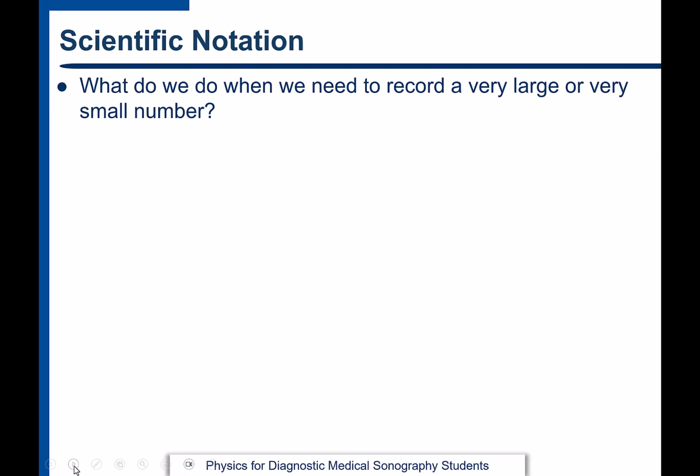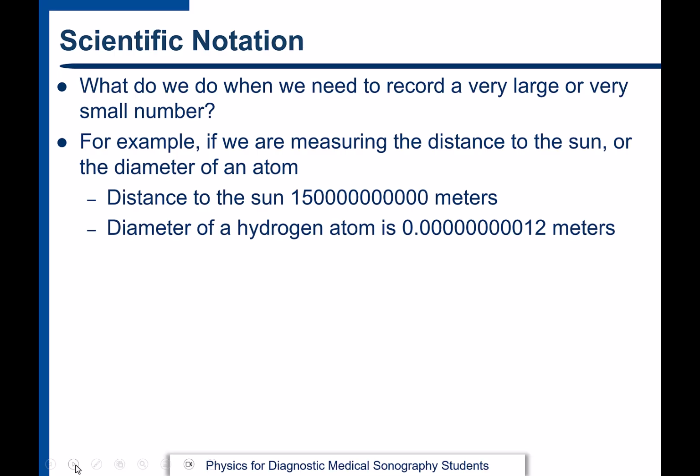So why do we need scientific notation? Well, scientific notation is very helpful when we have either very large or very small numbers. Let's just look at an example. Let's say we want to know the distance to the sun in terms of a big number, or the diameter of an atom in terms of a small number. You'll notice that if we write these distances out in meters, we've either got a whole lot of zeros here or a whole lot of zeros here. And obviously, it's just not practical to work with all of those zeros.